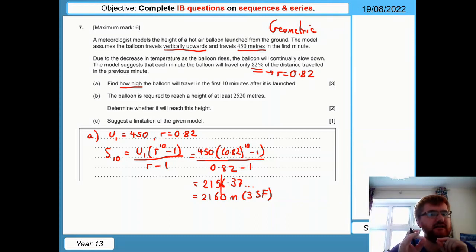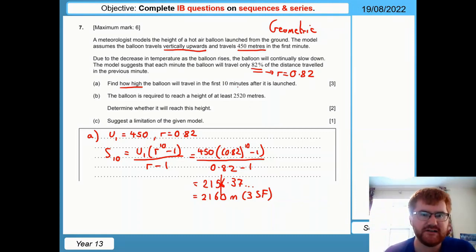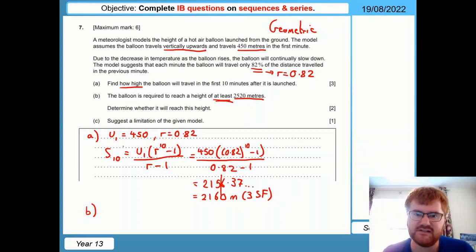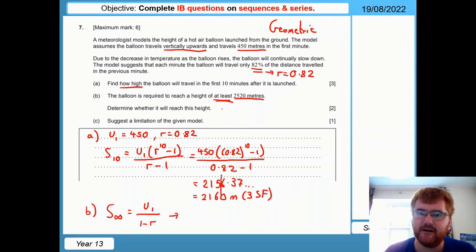Now this one is going to be a slightly different way round here. So the balloon is required to reach a height of at least, that's important, 2,520 meters. Determine whether it will reach this height. So essentially we take the formula we've done here. So we want the sum to infinity formula because we're assuming an infinite amount of time. Will it ever reach 2,520 meters? Now if you remember the S infinity formula, the sum to infinity formula from before, this is equal to U1 over 1 minus r. That is on your formula sheet. And what we want to show here is, is this actually equal to or more than 2,520 meters?